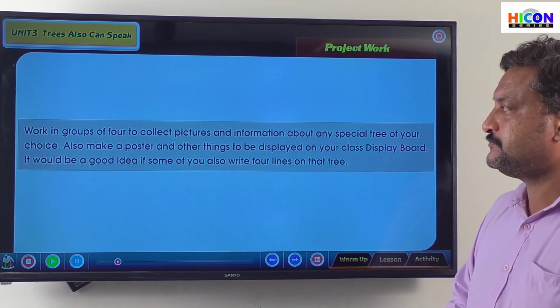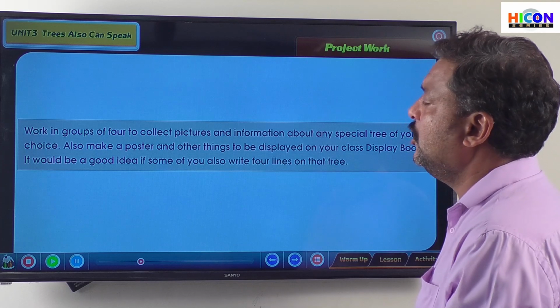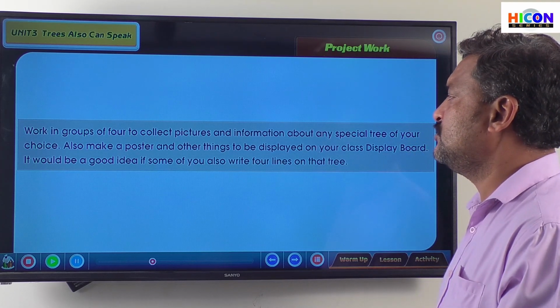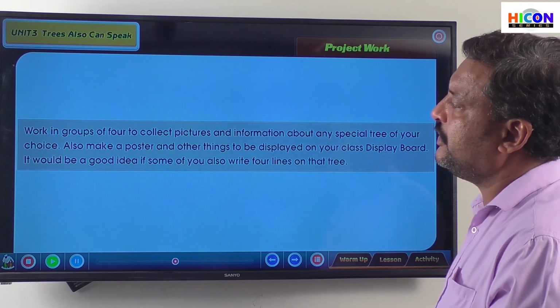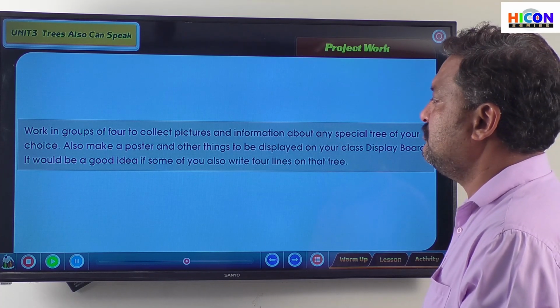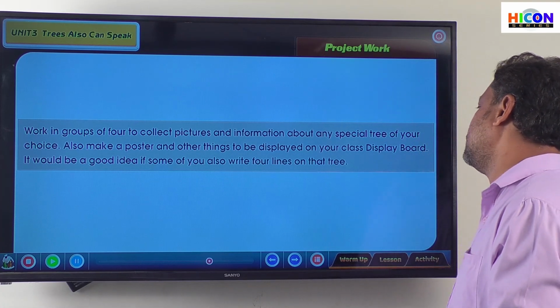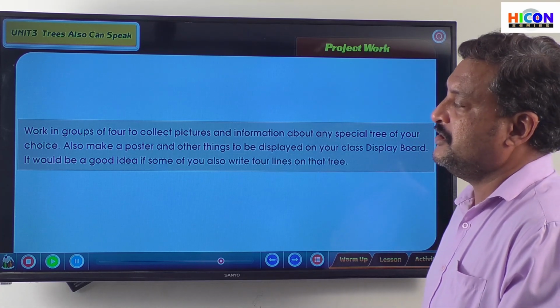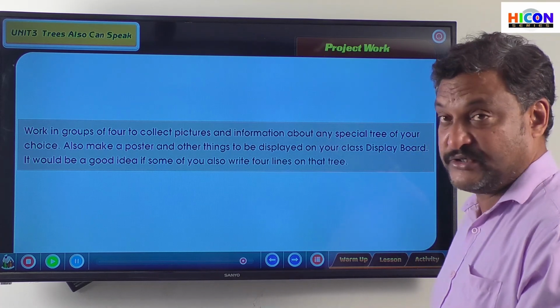Project work. The next is a project work. So what is a project? Work in groups of four to collect the pictures and information about any special tree of your choice. Also make a poster and other things to be displayed in your class display board. It would be a good idea if some of you also write four lines on that tree.